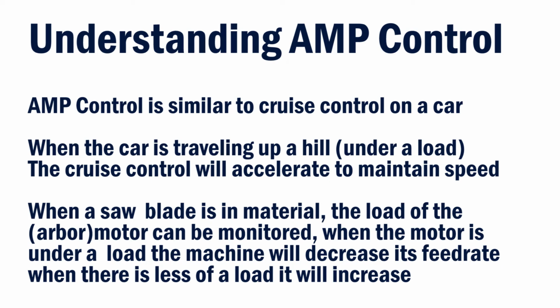Amp control is similar to cruise control on a car. The cruise control will accelerate or decelerate as needed to maintain a speed. Using amp control will monitor the amount of load and stress on the arbor motor and the blade while it's cutting material. Then, through parameters and settings, it will adjust the feed rate accordingly.